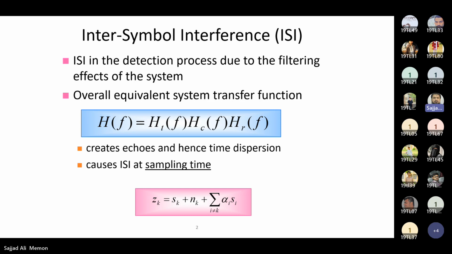So that is z(k). If z(k) is the received signal, then it is s(k) plus n(k), that is, the transmitted signal plus noise, plus this inter-symbol interference, or ISI-induced noise, or time dispersion. That will be the last factor. So the received signal can be given as such in the presence of ISI.